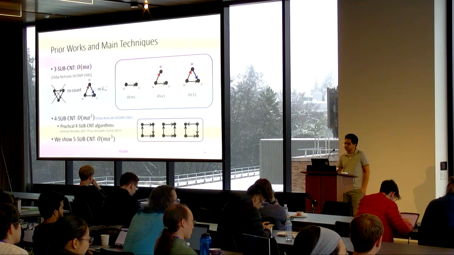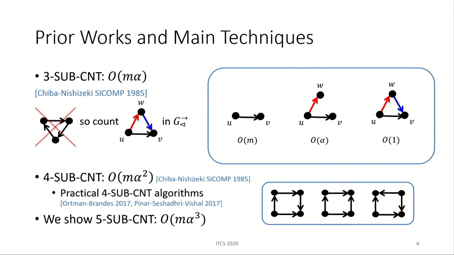So in this work, we show that 5-cycle subgraph counting could be solved in m alpha cubed. Size 5 is also even more challenging than 4 because the patterns are larger, so you cannot enumerate much, so you have to find clever ways to actually count the patterns.